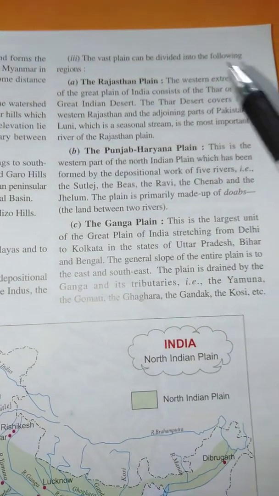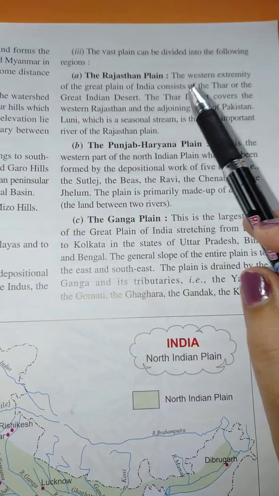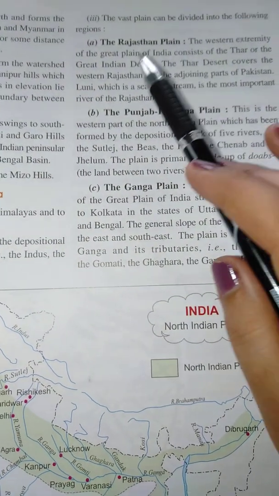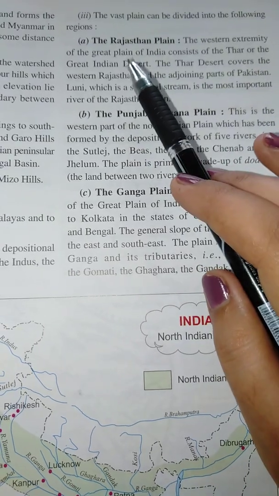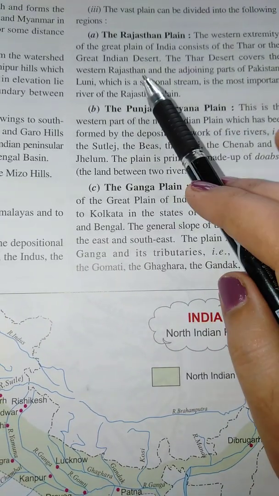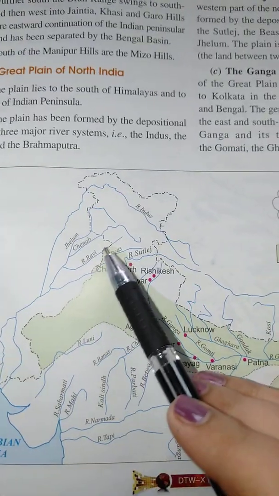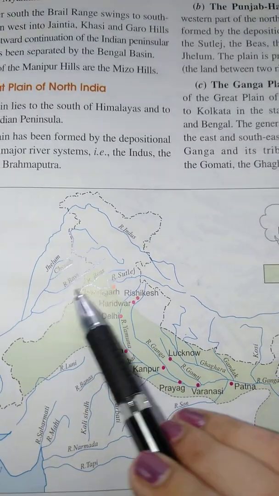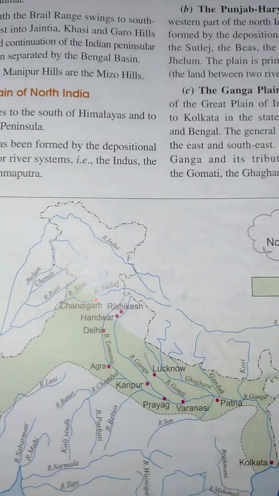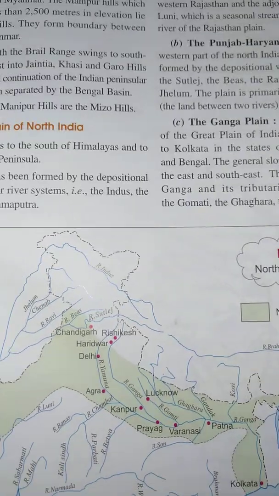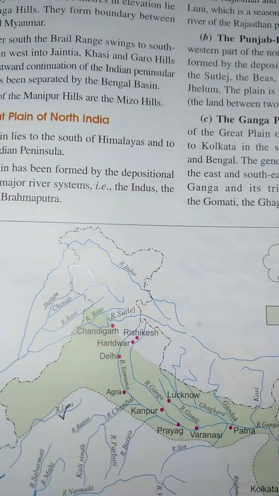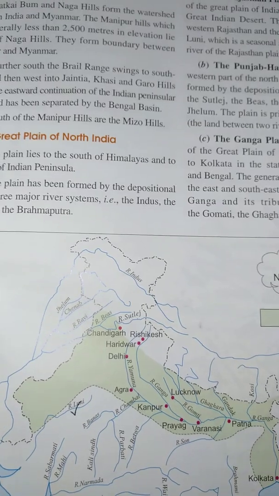These vast plains can be divided into four important regions. First is the Rajasthan plain. It lies towards the great Indian Thar desert, and it covers western Rajasthan and adjoining parts of Pakistan. Here you can see the boundary of Rajasthan and the adjoining parts of Pakistan. This is called the Rajasthan plain, and the most important river here is the river Luni, which is the only seasonal stream present in the Thar desert area.